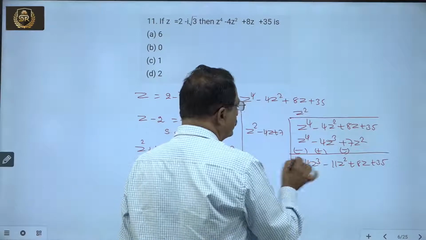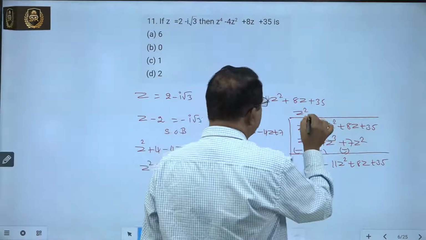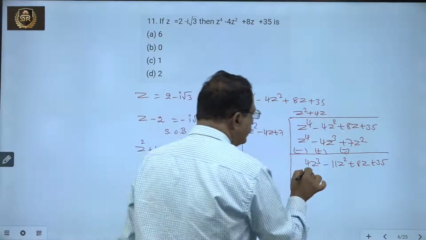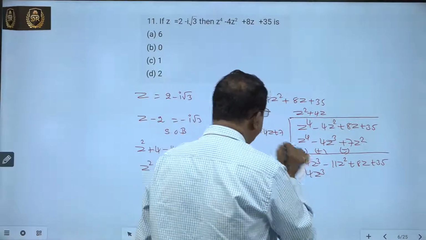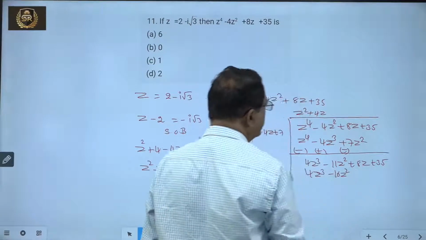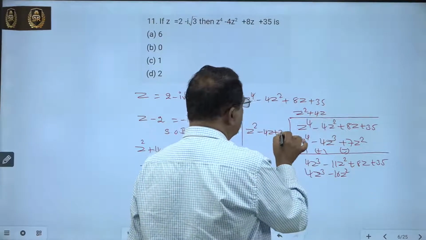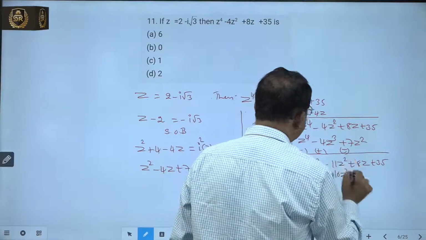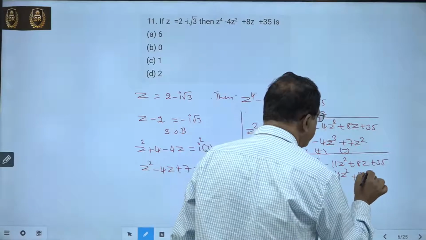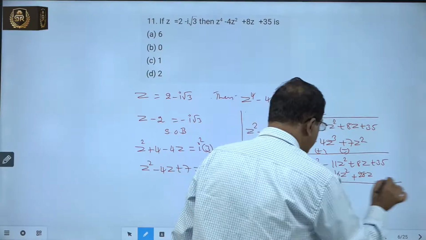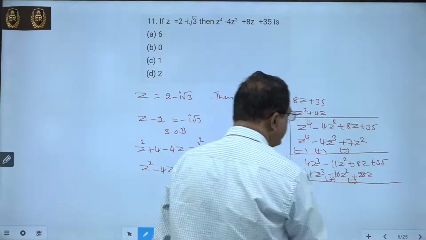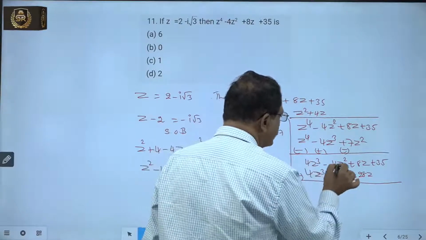Now, here 4z cube multiplied with 4z gives 4z cube minus 16z square, next plus 7 into 4, 28z. Now, subtract, minus sign plus sign minus sign, that cancels.